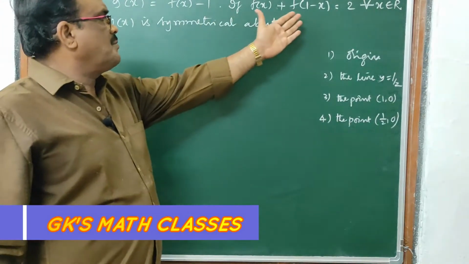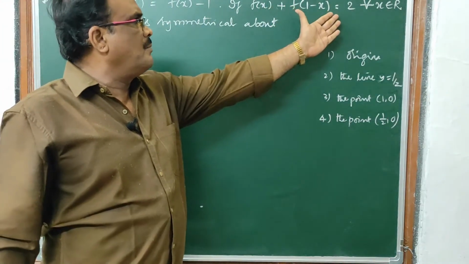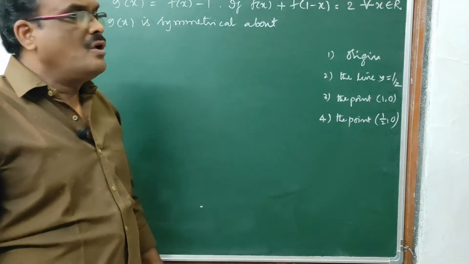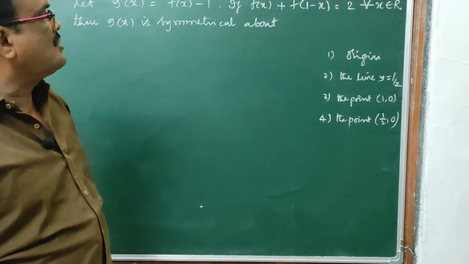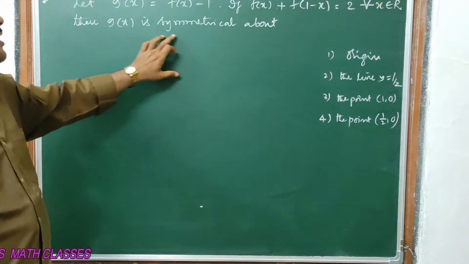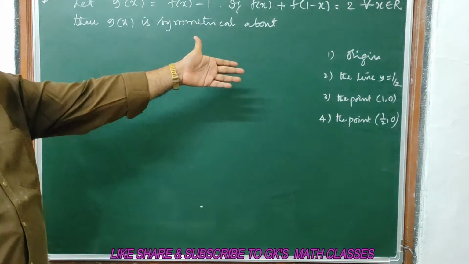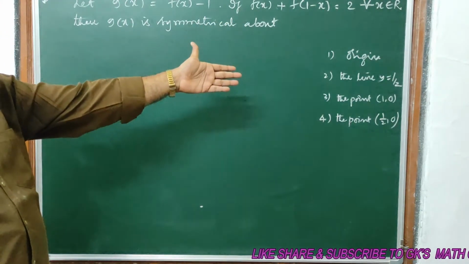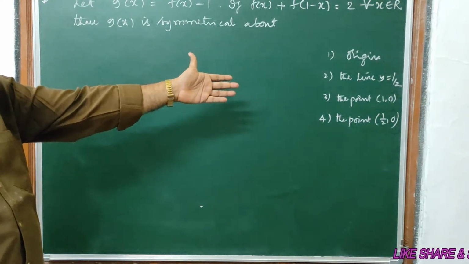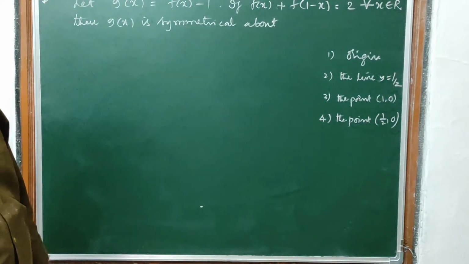Let g of x is equal to f of x minus 1. If f of x plus f of 1 minus x is equal to 2 for all values of x belongs to R, then g of x is symmetrical about what? Whether the origin, or the line y is equal to 1 by 2, or the point 1, 0, or the point 1 by 2 comma 0.